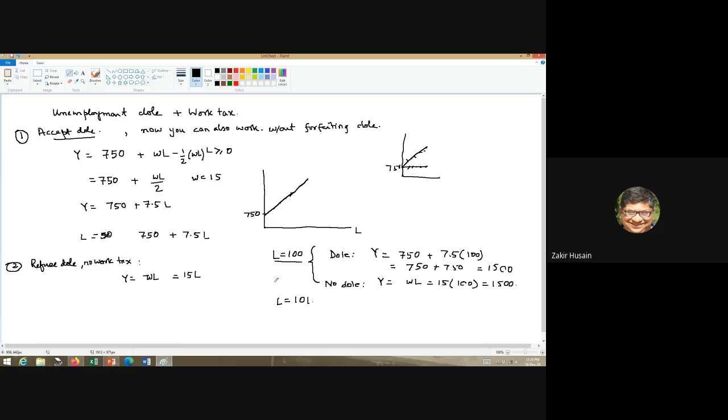But if you make L 101, then I will not accept the dole. So dole means you're going to get 1500 plus 7.5, and no dole means you're going to get 1500 plus 15. So obviously, this is better. Yes, sir.